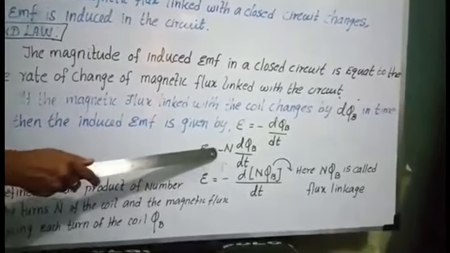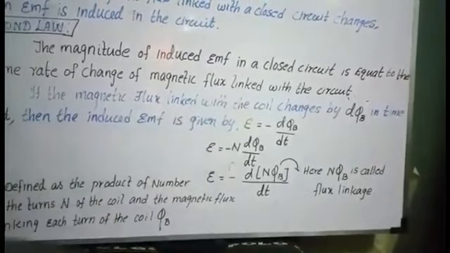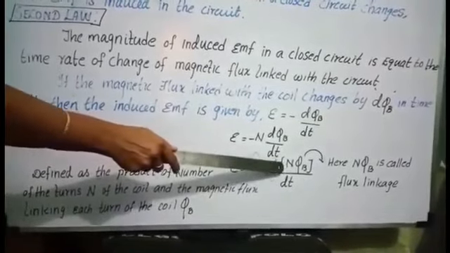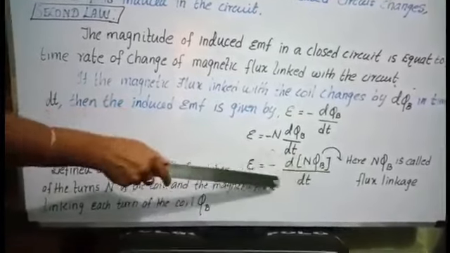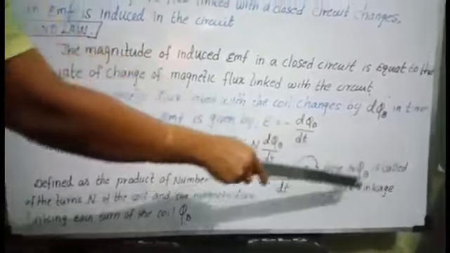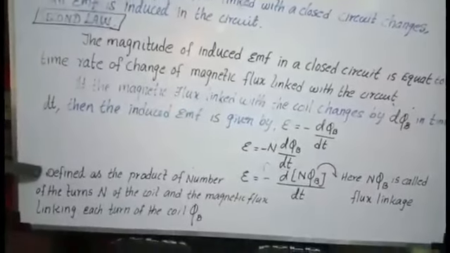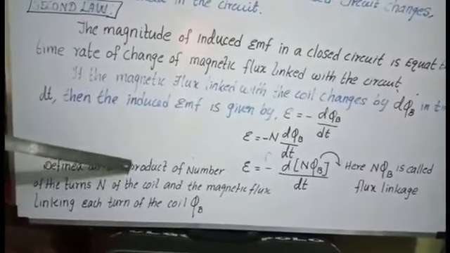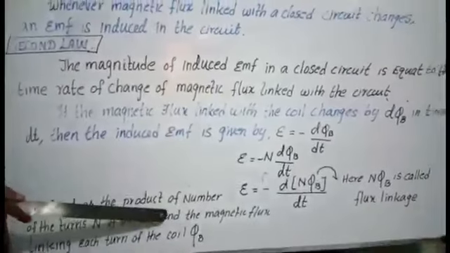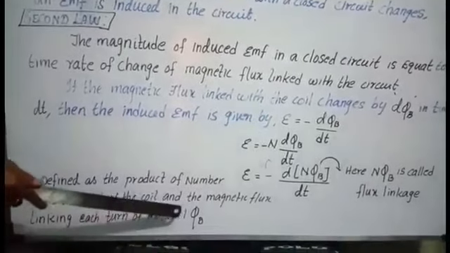For a coil of N turns, E = -N dΦB/dt, that is, E = -d(NΦB)/dt. Here NΦB is called the flux linkage, defined as the product of the number of turns N of the coil and the magnetic flux linking each turn of the coil, ΦB.